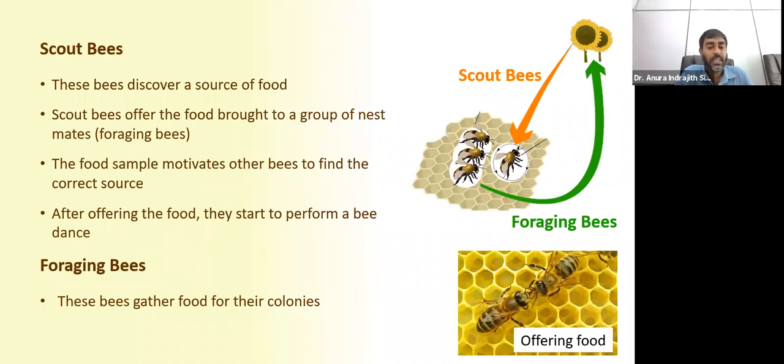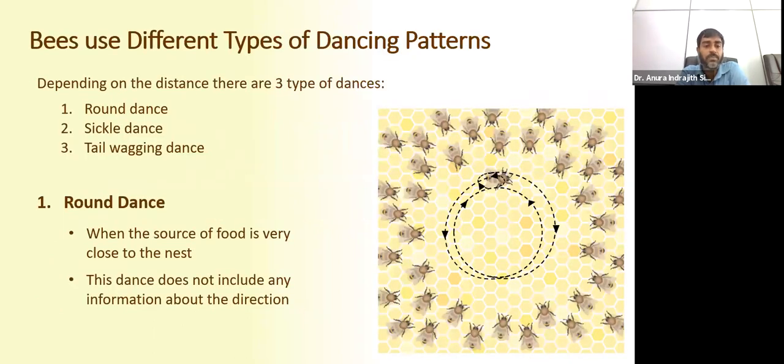Now they communicate, these foraging bees. The foraging bees are the ones who go out for collecting nectar and pollen. All other bees, we used to say house bees, right? So house bees are there and foraging bees are there. Now among these foraging bees, there are a set of bees we call scout bees. So they will go out and see possible plants to collect nectar and pollen. Okay, we'll see how they communicate now.